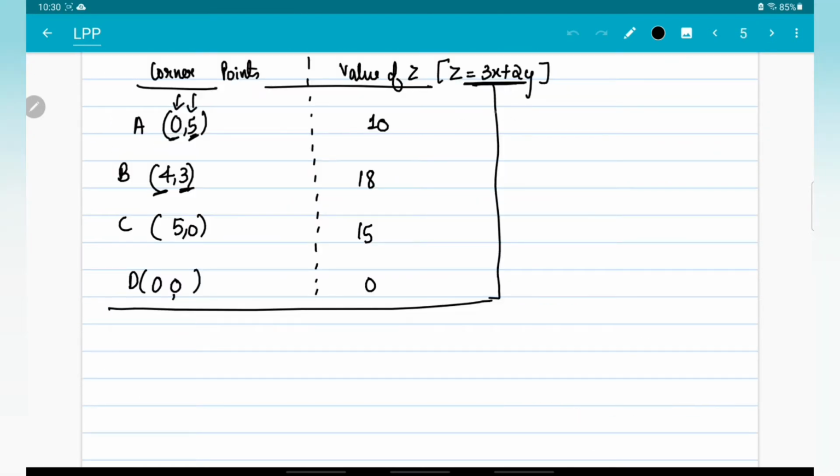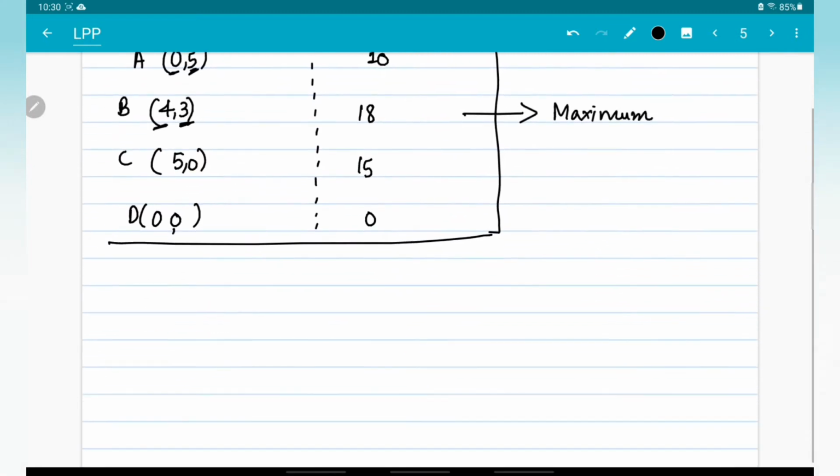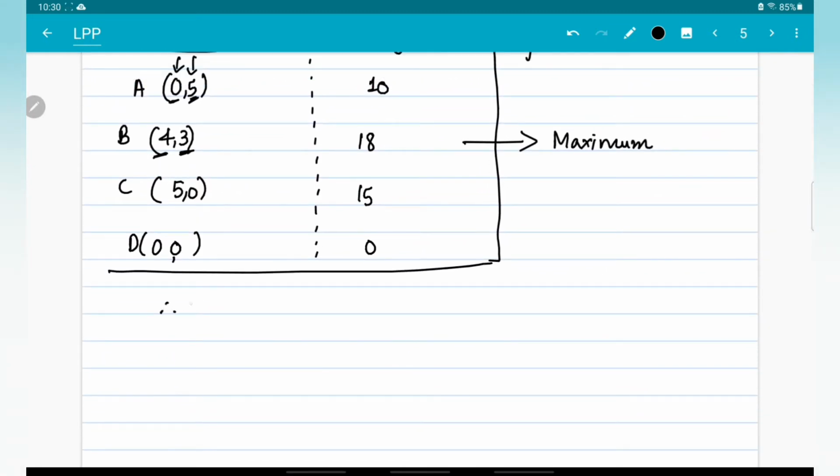Now if you check in these 4, that is in 10, 18, 15 and 0, if you check for the maximum value, 18 is the maximum value over here. So we found our maximum value, which means that we got our answer. So we are going to write our conclusion point, that is z is equal to 18 is maximum.